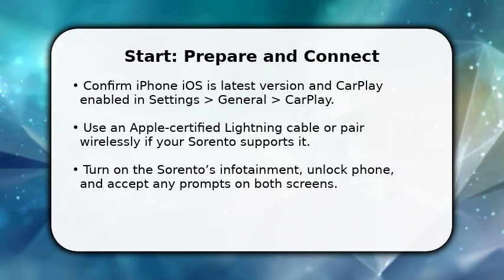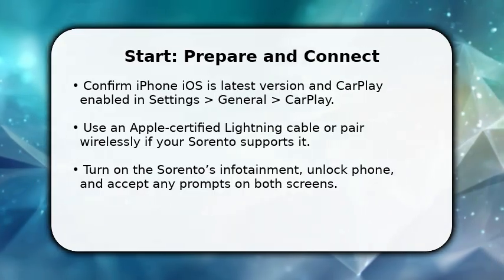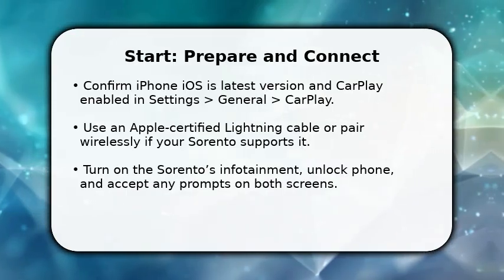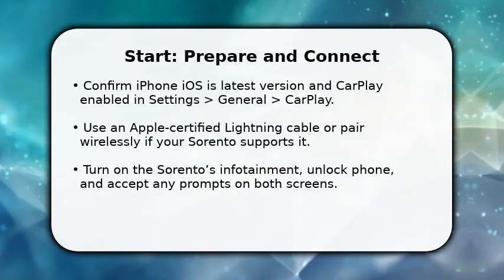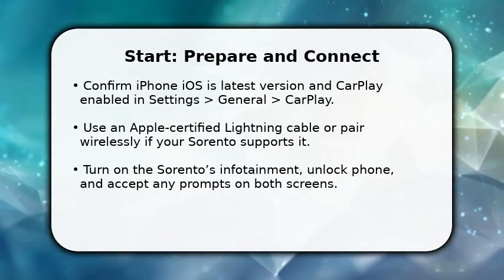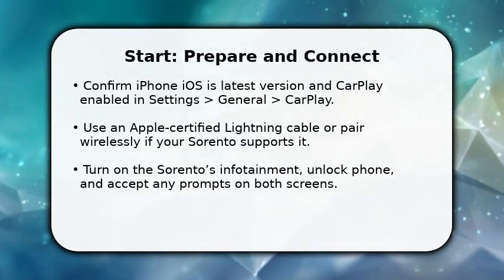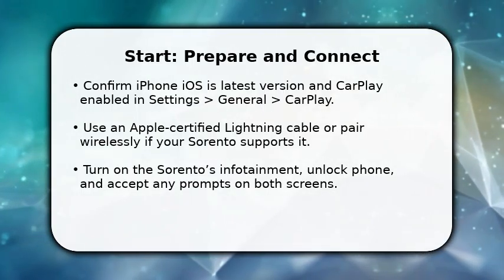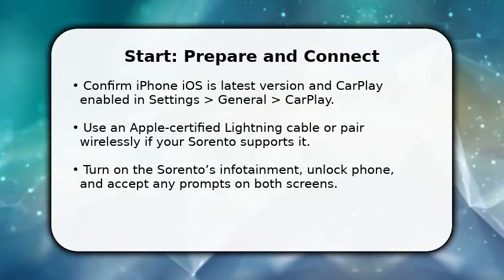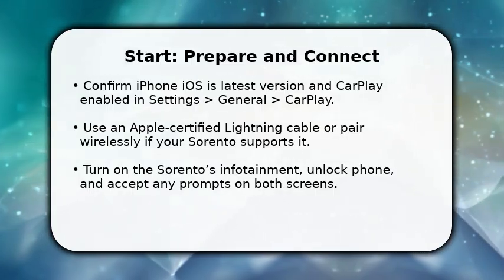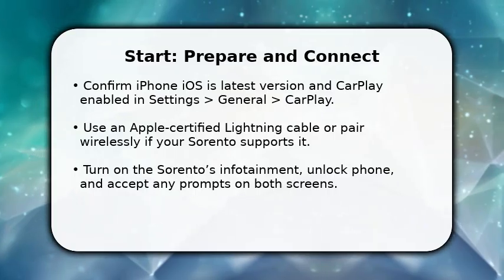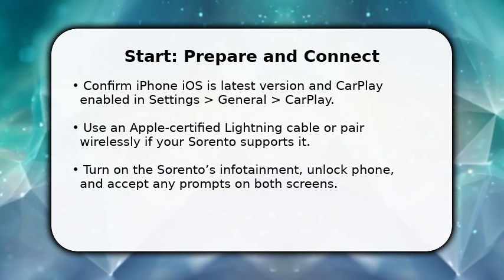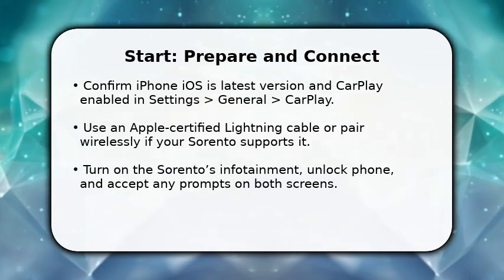You begin by making sure your iPhone is up to date and CarPlay is allowed in settings. This avoids connectivity issues later. Next, plug in an Apple-certified Lightning cable into the Sorento's USB port, or, if your model supports wireless CarPlay, enable Bluetooth and Wi-Fi on the phone. Once done, unlock the phone and look for the CarPlay prompt on the Kia's display. Accept it. This immediate confirmation starts the communication channel, so the head unit and phone can exchange apps and audio.